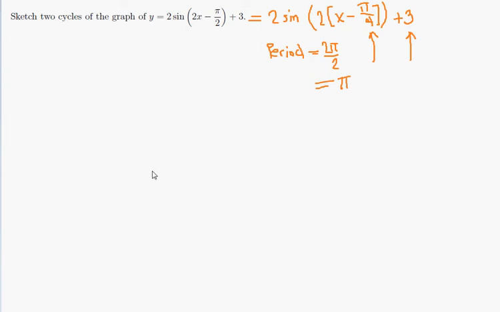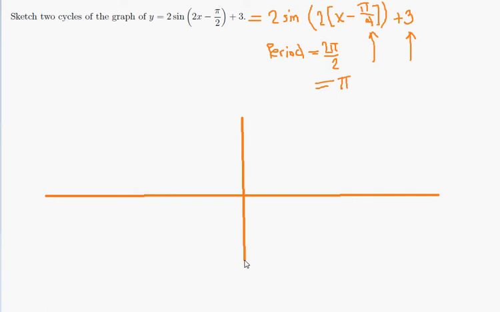So let's sketch this out, and let me draw some reasonably straight lines here to do this. Okay, so here's our axes. And let's also draw in, oops, sorry, I didn't mean to do that. Let's now draw in the shift lines. So the first vertical bar is going to occur at pi over 4, so that's this one.